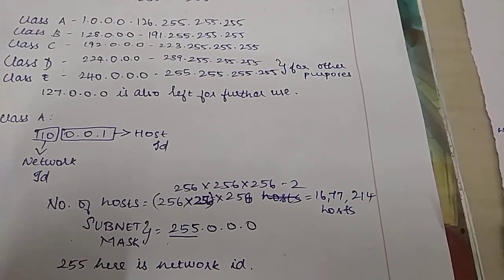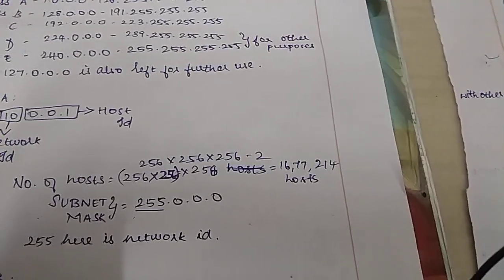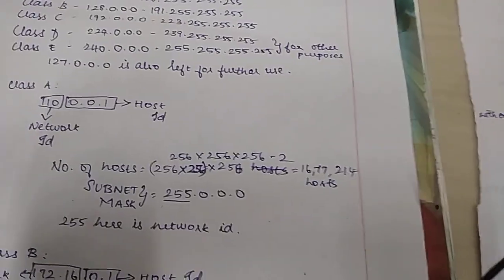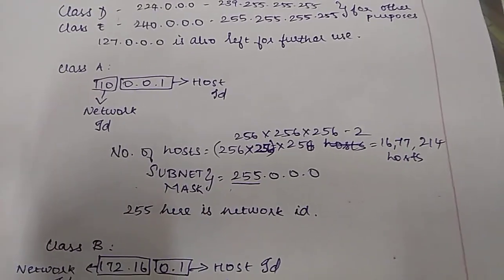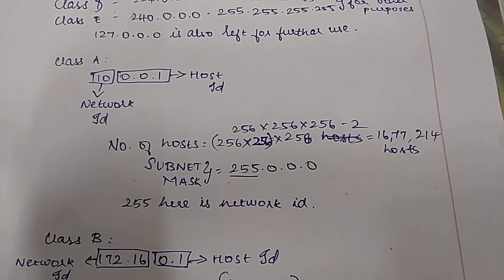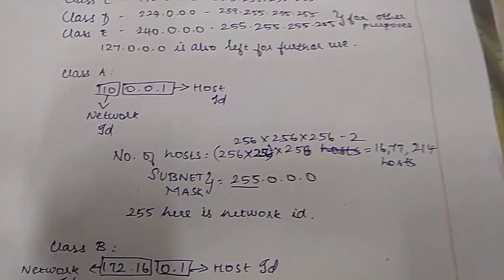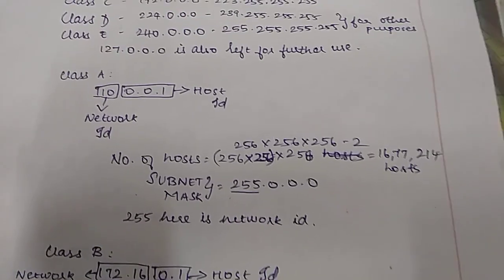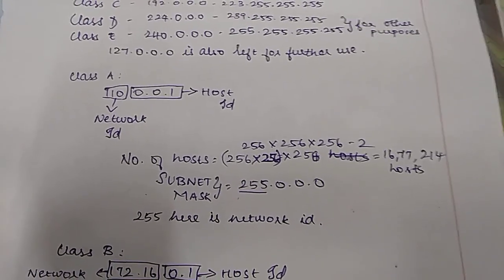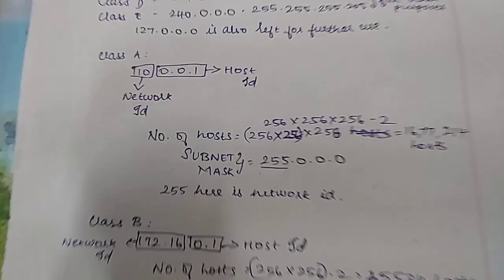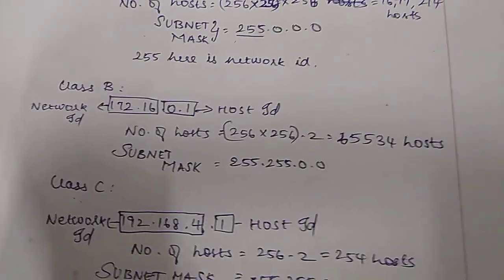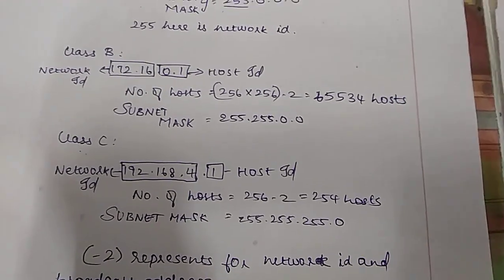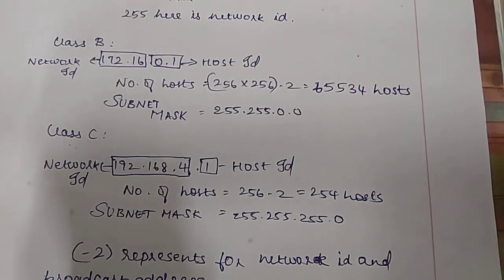Now, what is network ID? Network ID is a portion of the IP address which decides the network and is constant. Host ID is a portion of the IP address which identifies the host in a network. In Class A, we can see that 10 is the network ID and 0, 0 and 1 are the host ID. This is because the first decimal in Class A is the network ID and the last 3 decimals are the host ID. In Class B, the first 2 decimals are network ID and the last 2 decimals are host ID. In Class C, the first 3 decimals are network ID and the last decimal is host ID.